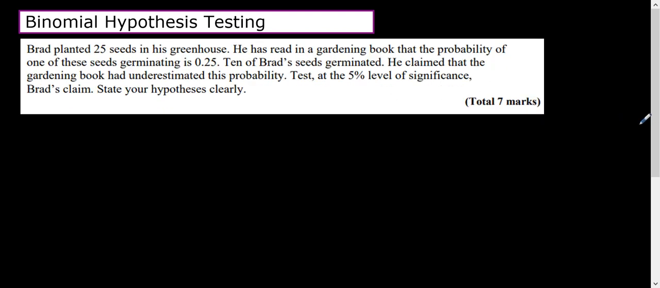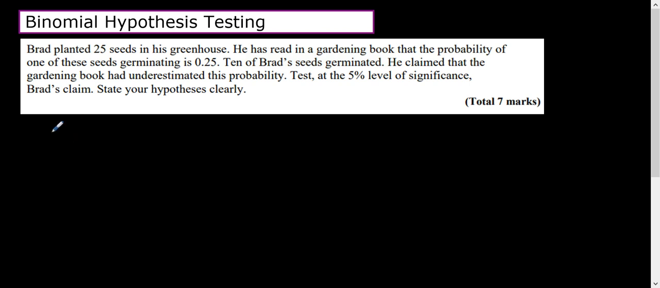So we'll now look at a second example, same as the first, okay? So we've got Brad planting 25 seeds in a greenhouse. He has read a gardening book that the probability of one of these seeds germinating is 0.25. 10 germinated. He claimed the gardening book has underestimated his probability, and so tested the 5% level of significance.